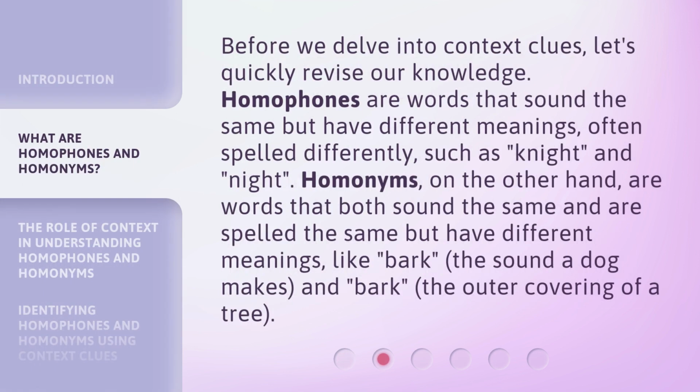Before we delve into context clues, let's quickly revise our knowledge. Homophones are words that sound the same but have different meanings, often spelled differently, such as night and knight. Homonyms, on the other hand, are words that both sound the same and are spelled the same but have different meanings, like bark, the sound a dog makes, and bark, the outer covering of a tree.